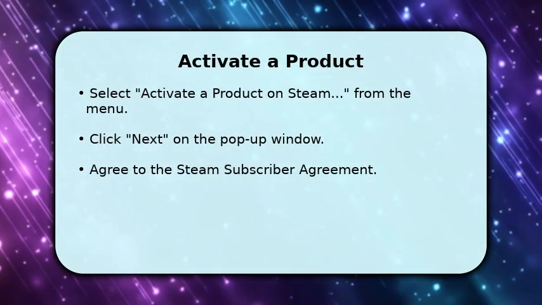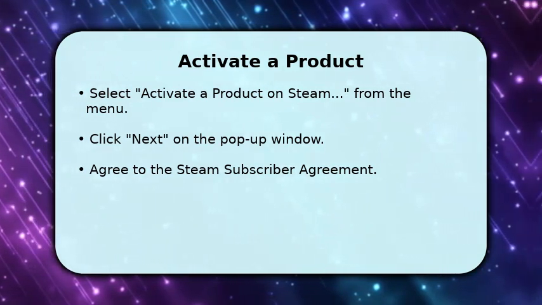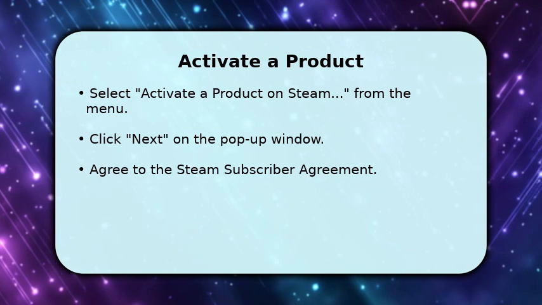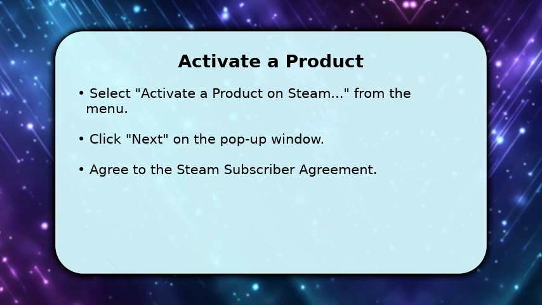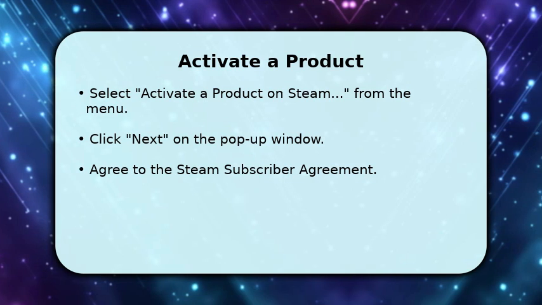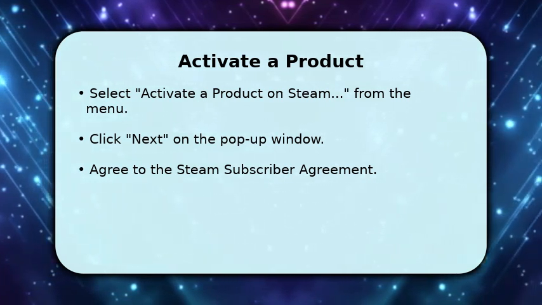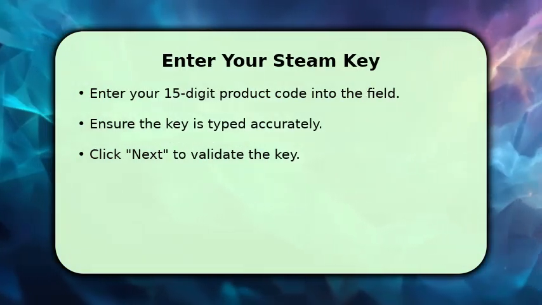From the Games menu, you'll see an option labeled Activate a Product on Steam. Click on this to open a new window. Read the brief introduction, then click Next to proceed. You'll then be presented with the Steam subscriber agreement. Take a moment to review it, and if you agree to the terms, click I agree to move forward with the activation. Now you'll see a field where you need to enter your product code.